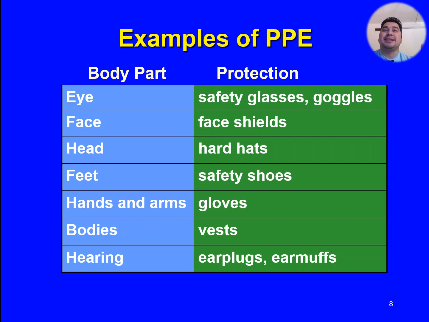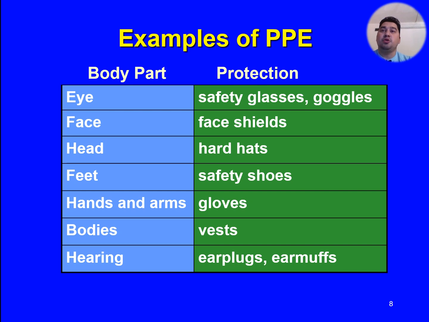Now, there are some examples of PPE that we use in our day-to-day work. On the left hand side, I have given you the body part. On the right hand side, I have given you the protection. What type of protection will they provide? For the body part eye, we are using safety glasses and goggles.